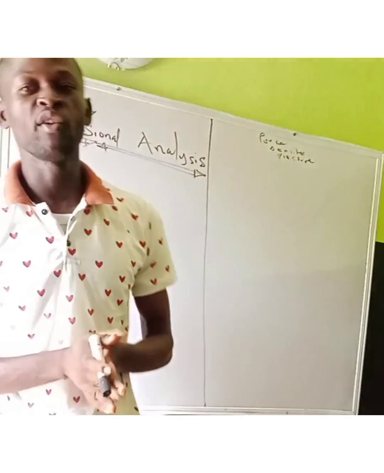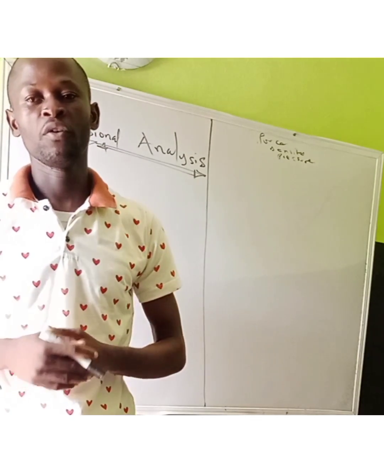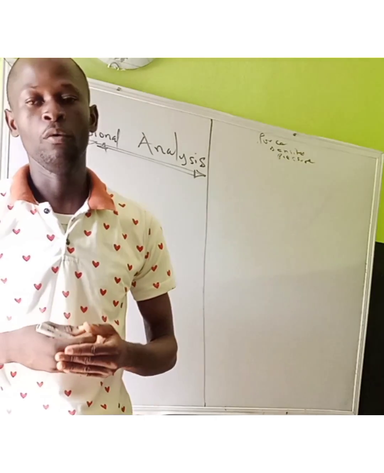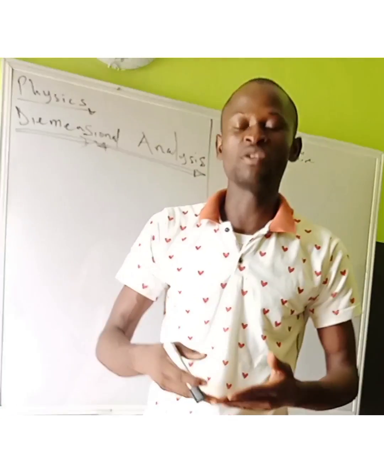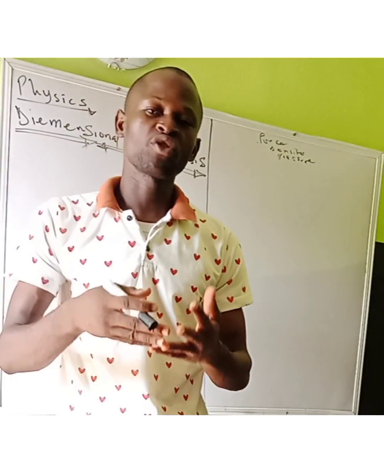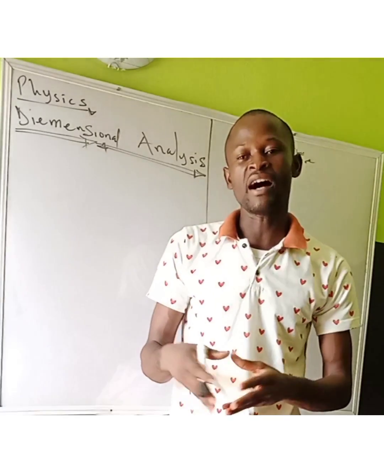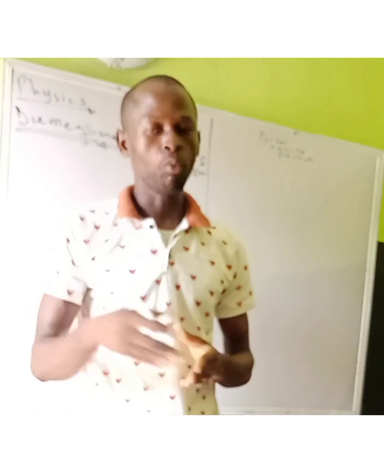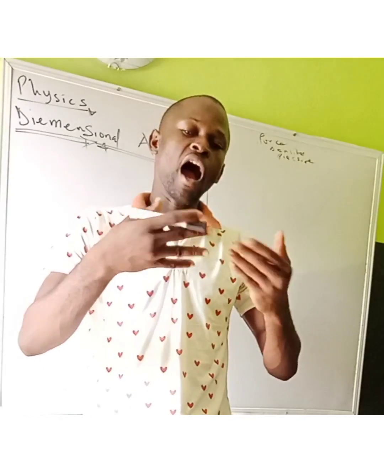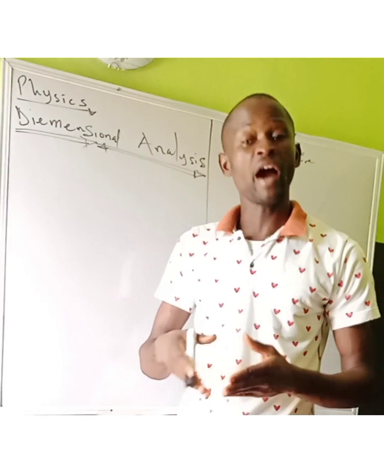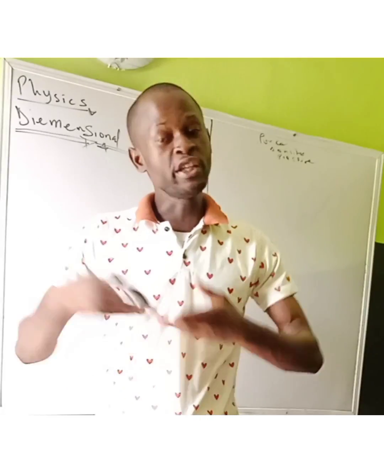In dimensional analysis, there's what we call fundamental and derived quantities. Fundamental quantities are those quantities that are independent of themselves. They do not depend on any other quantities for their derivation or for their definition. Examples are mass, length, time, and amount of a substance. The unit for mass is the kilogram, the unit for time is the second, and the unit for length is the meter. Amount of a substance is measured in mole. We also have luminous intensity measured in candela, and these are the basic fundamental quantities. Every other quantity depends on them for their definition or derivation.